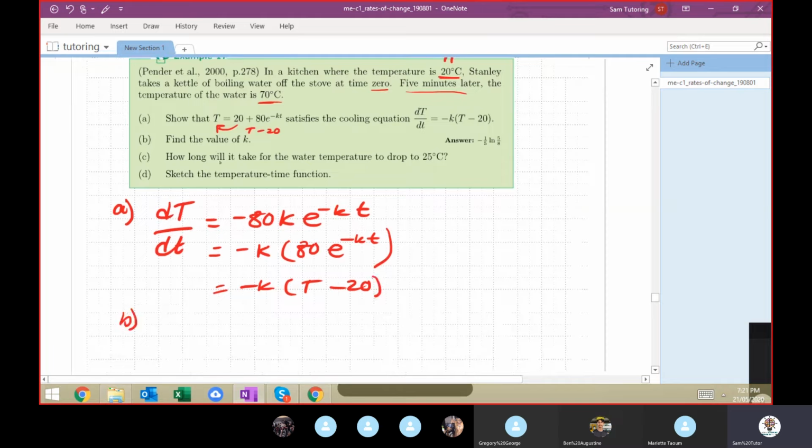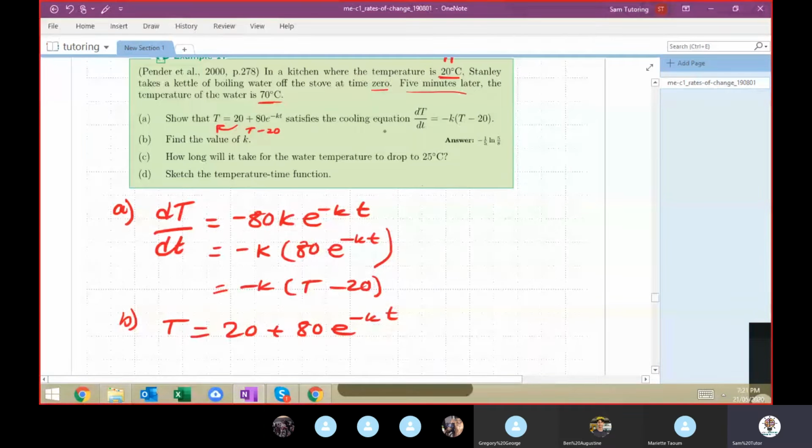B. Find the value of K. How do we find the value of K? After that, you don't use the derivative, just so you guys know. It's just to satisfy the cooling equation. How do we find the value of K?